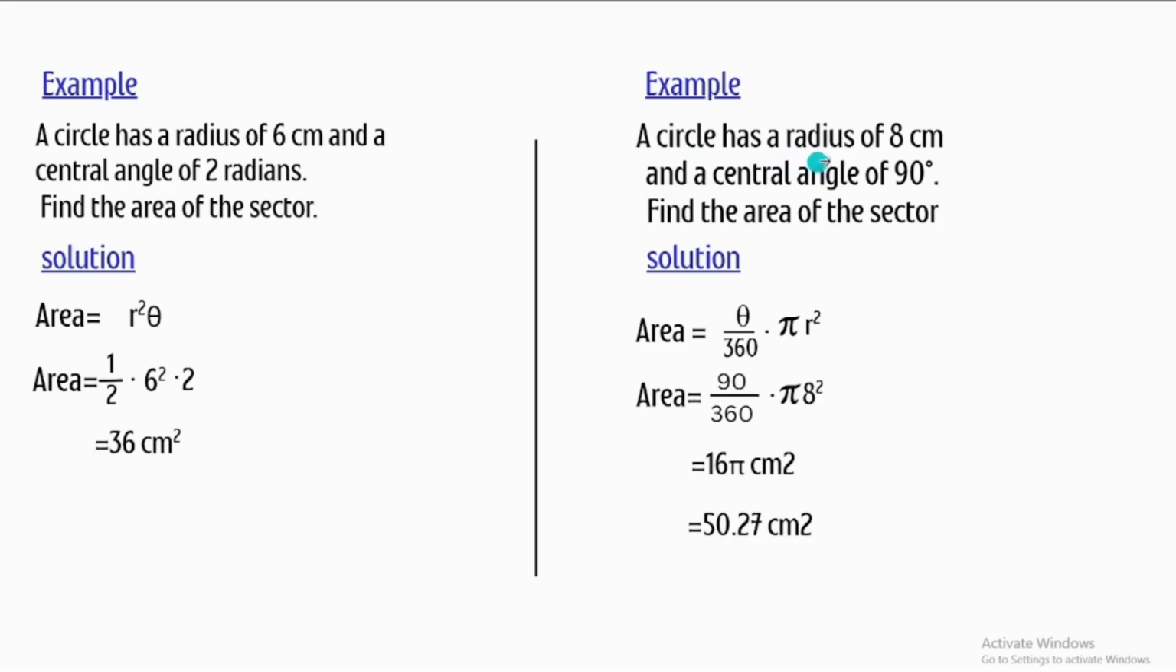Another example: a circle has a radius of 8 cm and a central angle of 90 degrees. Find the area of the sector. This is the same example; this one is with degrees and the other is with radians. The area here is theta over 360 times pi r squared. Theta is 90 over 360, r is 8, so one quarter times pi times 64 equals 16 pi centimeters squared, or approximately 50.27 centimeters squared. Squared because it is area.